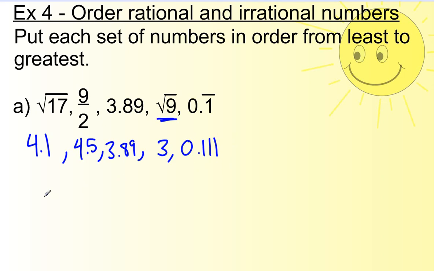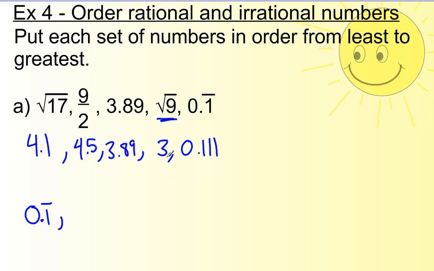So now you have all your numbers as decimals. We do the problem. So let's see here. The smallest of these, I'm looking at the whole numbers, 4, 4, 3, 3, 0. The smallest is this guy. So I'm going to put 0.1 repeated as the smallest.